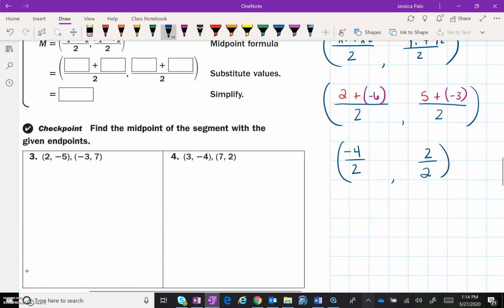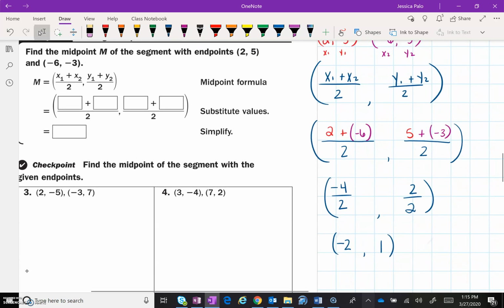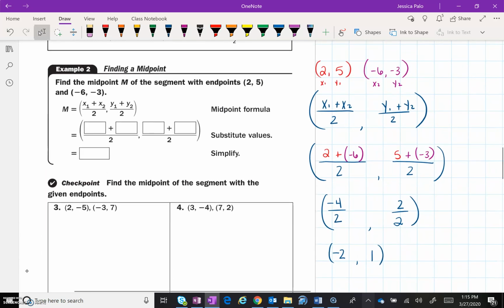Now we simplify again. We have negative 4 divided by 2, which is negative 2. We have 2 divided by 2, which is 1. So the coordinate that represents our midpoint is negative 2, negative 1. That is the middle coordinate between the two coordinates that we were given. It fits right in the middle, exactly.